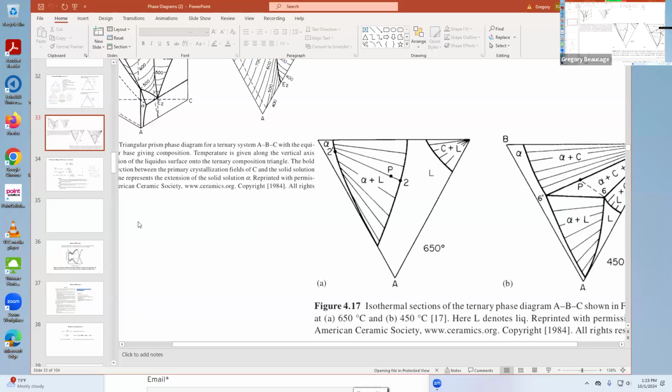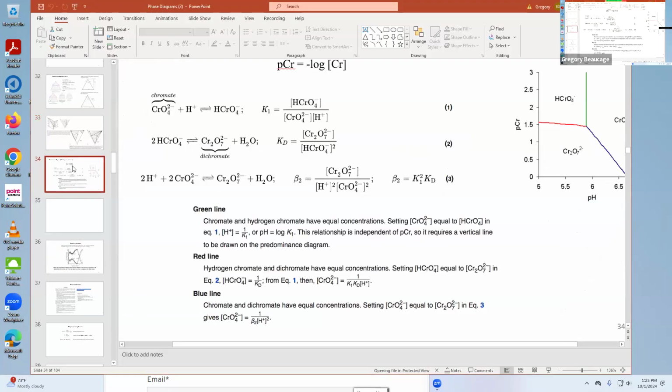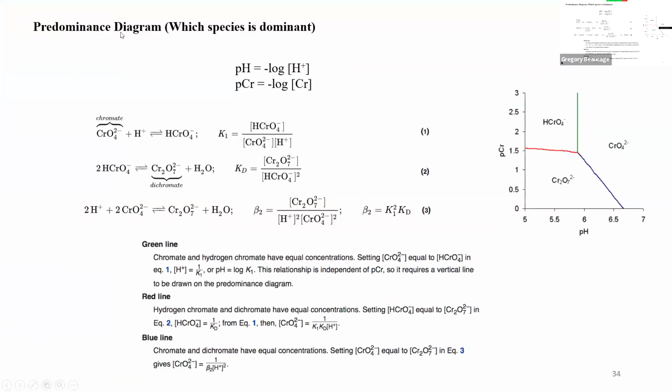Get rid of this. So that's one thing, ternaries. And the other thing that I wanted to say about phase diagrams is this business. If you're working in powders, like oxide powders, a lot of times they're making these mixed oxides from solutions. So they're mixing up salts. Then you have this other kind of phase diagram, which isn't a phase diagram at all. It's called a predominance diagram.